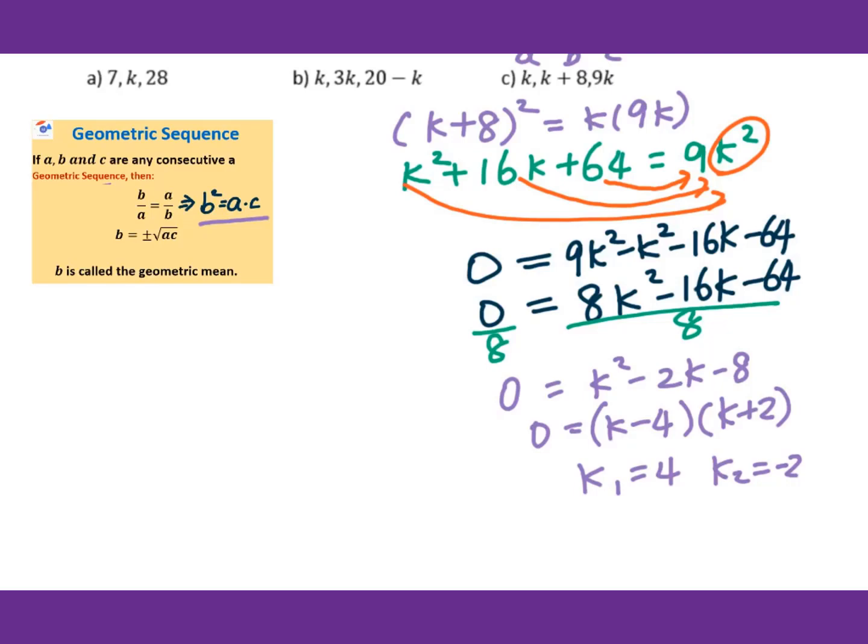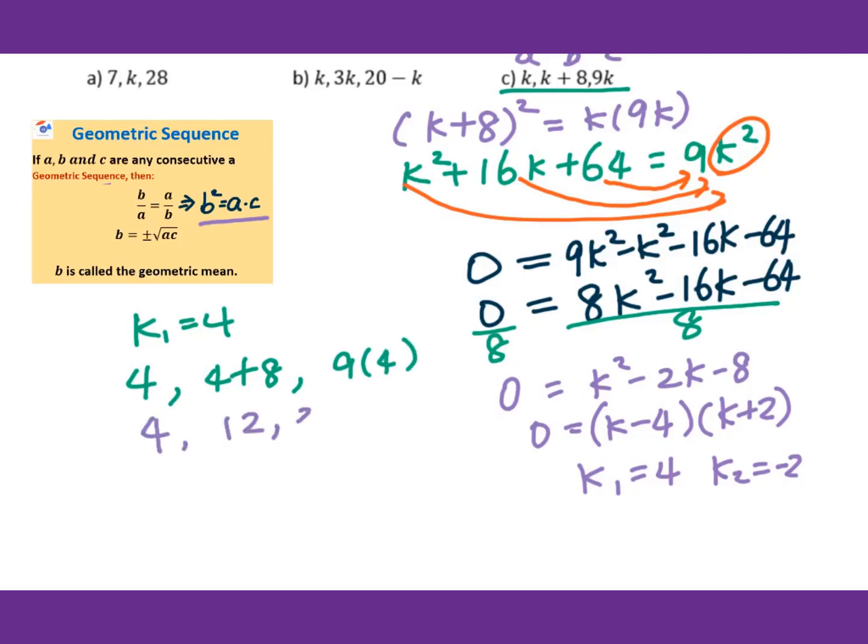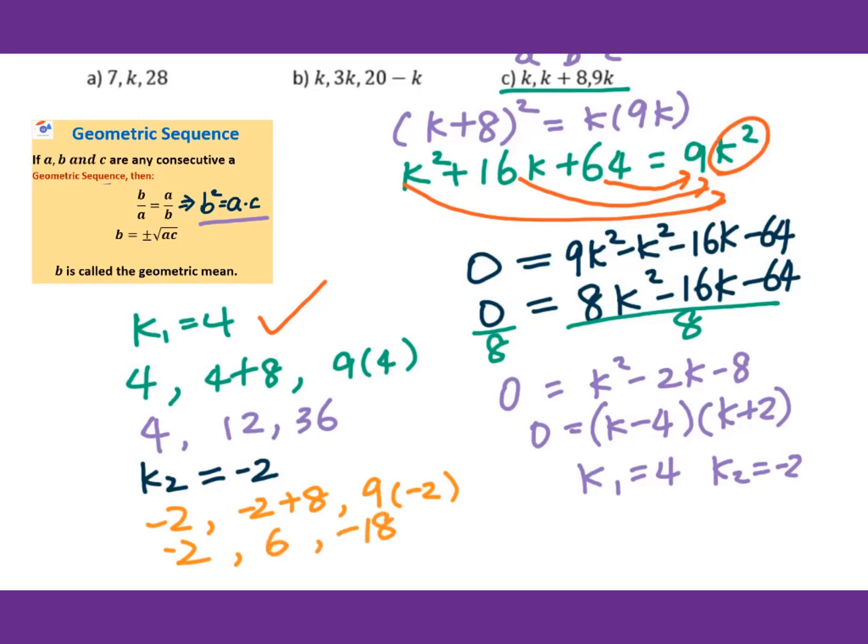Still, we plug in to check. For k1 equals 4, we plug into this geometric sequence. We get 4, 4 plus 8, and then 9 times 4. Work this out, we get 4, 12, and 36. Yes, k1 is good. Now let's check k2 equals negative 2. We have negative 2, negative 2 plus 8, and 9 times negative 2. So we plug in, we get negative 2, 6, negative 18. This is true also. So we have two solutions to this problem.